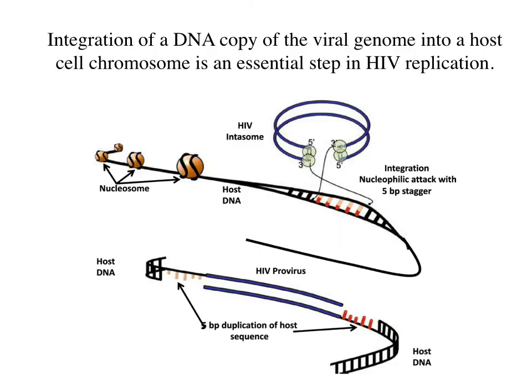Integration of a DNA copy of the viral genome into a host cell chromosome is an essential step in the retroviral replication cycle. Once integrated, the proviral DNA is replicated along with cellular DNA during cycles of cell division, as with any cellular gene. The provirus serves as a template for transcription of viral RNAs. Some viral RNAs are translated to yield the viral proteins, whereas a portion of the full-length viral RNA is recruited to serve as genomic RNA in progeny virions.